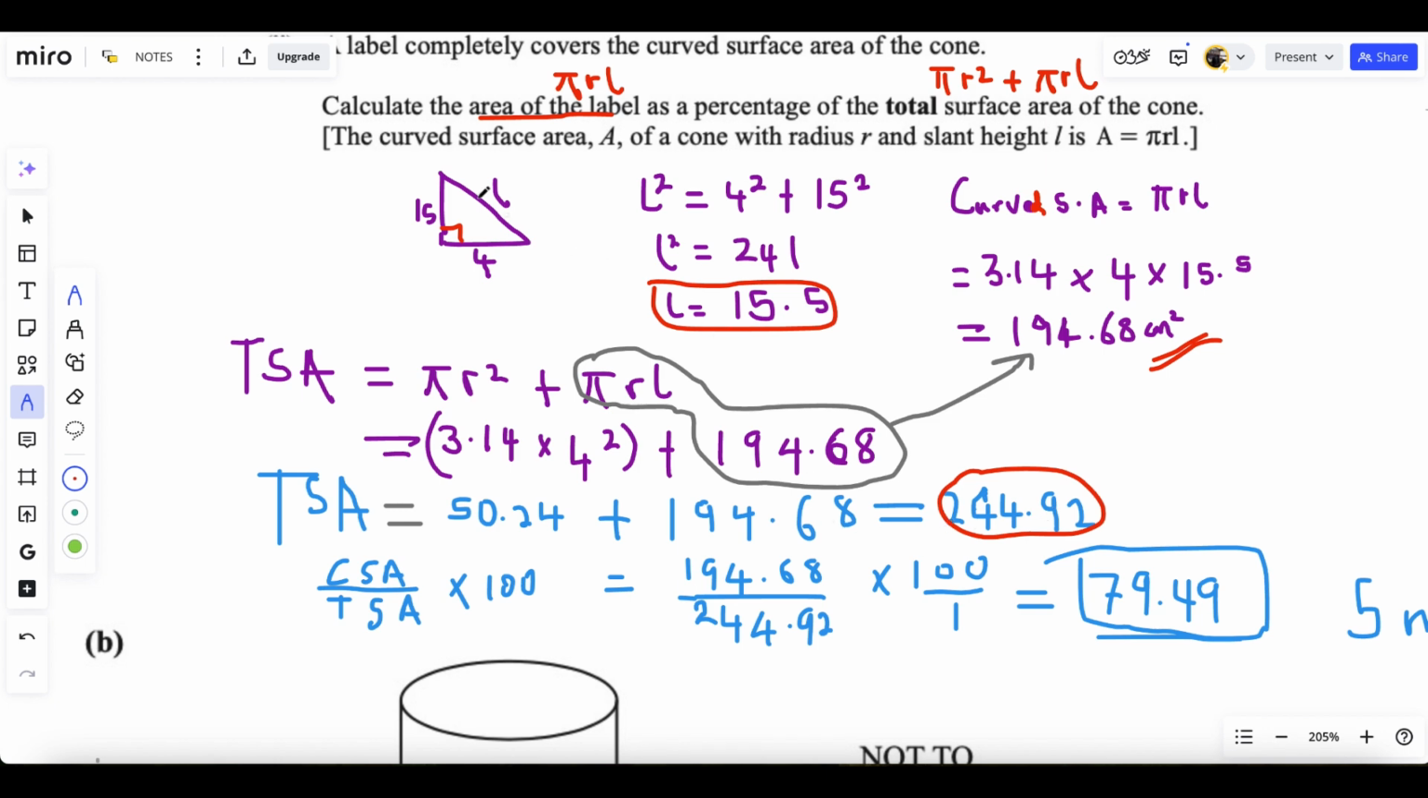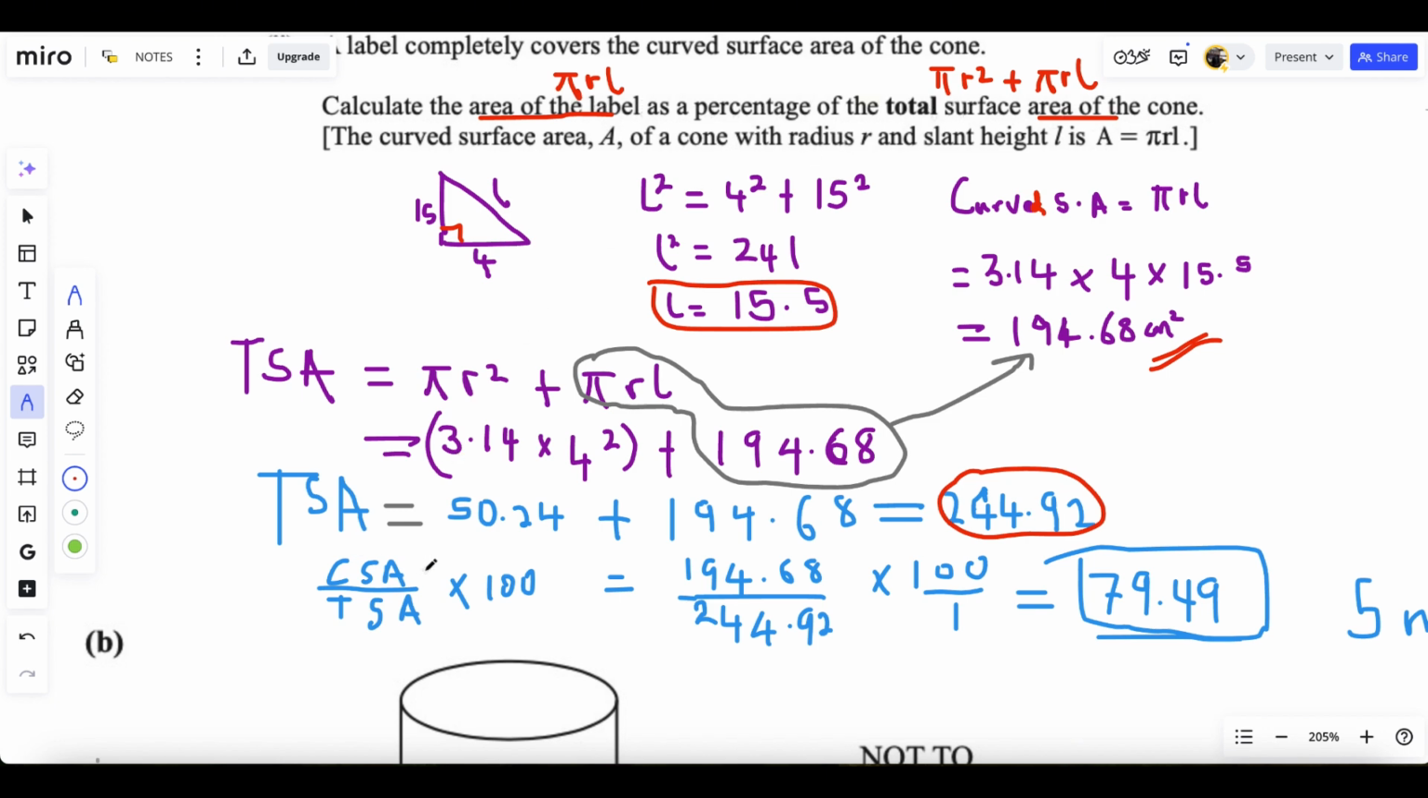Now, the question says, calculate the area of the label as a percentage of the total surface area. Meaning, the area of the label, like I said, because they use the label to wrap the curved surface. So the area of the label is called the curved surface area. So it will be a percentage. So you say the curved surface area over the total surface area times 100, because they say calculate the area of the label, which is the curved surface area, as a percentage of the total surface area.